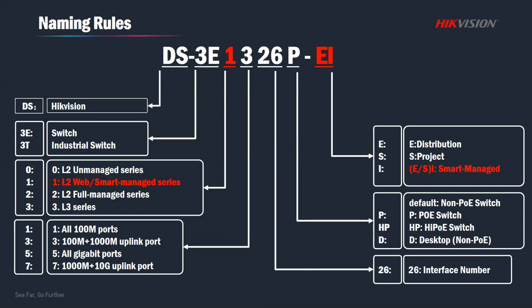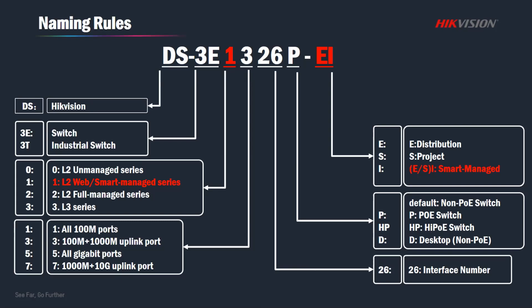The next, moving along, it's the bandwidths available across the ports. So for instance, one is 100 meg across all your ports, going right around to number. If you have a 7 in your part number, it's a gig across the ports with a 10 gig uplink. So there's a lot of different variants in there. The next number along is the interface number. So in this scenario, it's 26. So that would typically be 24 usable ports with 2 uplinks on there.